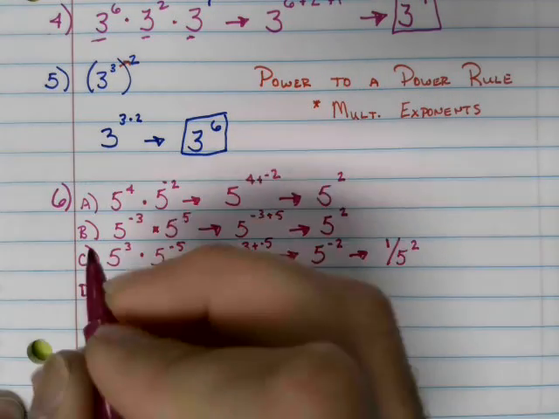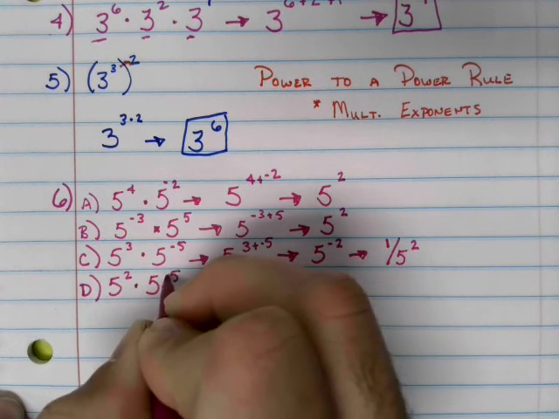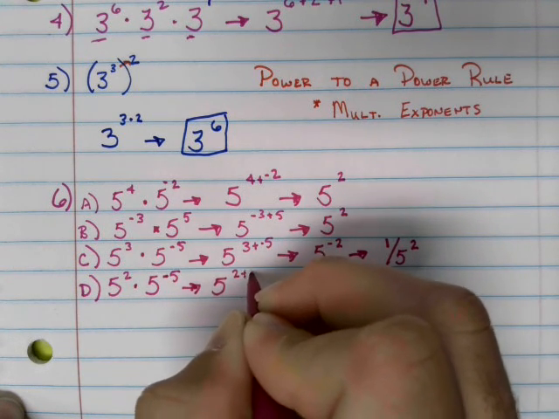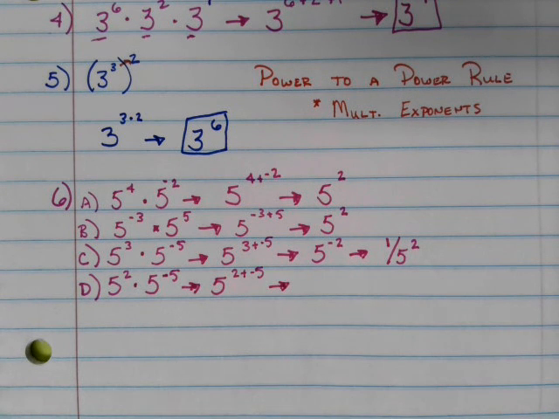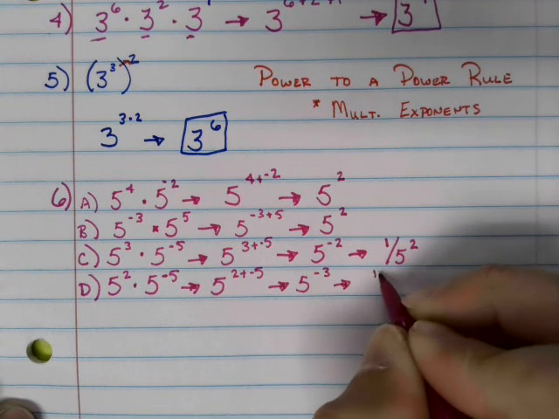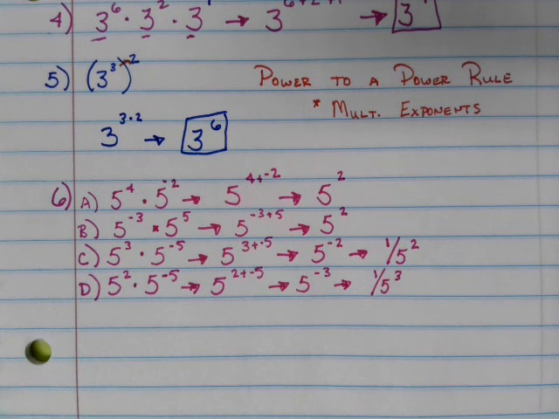And then the last one, we have 5 squared times 5 to the negative 5, which would be 5 to the 2 plus negative 5. What's 2 plus negative 5? Kind of the same deal. You owe somebody $5, you pay them 2. How much do you owe them? 3. So it'll be 5 to the negative 3. And to change it to a positive, we flip it. 1 over 5 to the third, and that one would be 1 over 125.